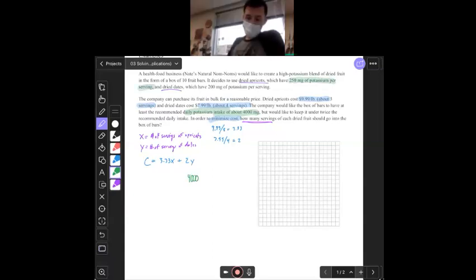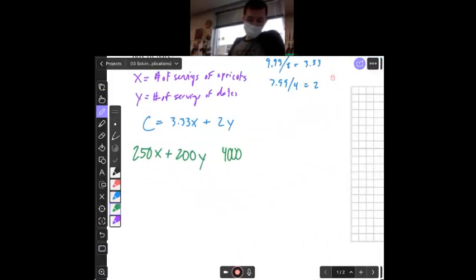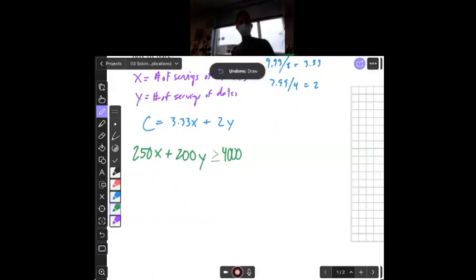$250x because the apricots have 250 milligrams. Okay. Because the dates have 200 milligrams. Okay. Not equals, but it says it wants to have at least. Greater than or equal to, right?